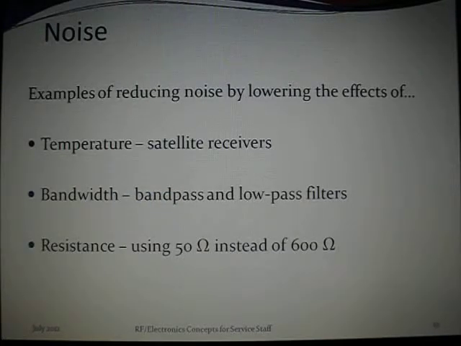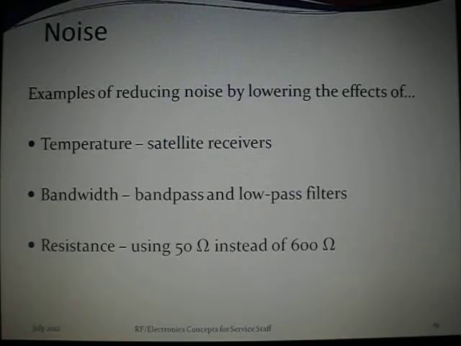Some examples of how these effects are handled. For temperature, satellite receivers and amplifiers often have special cooling systems to keep their temperature well below zero. Keeping the components cold helps to minimize their internal noise. For bandwidth, designs include filters such as bandpass or low pass, and they're used to limit the noise level by reducing the circuit bandwidth. And for resistance, lower noise is one of the reasons the electronics industry chose 50 ohms for high-frequency devices instead of the 600 ohms typically used in audio circuits.